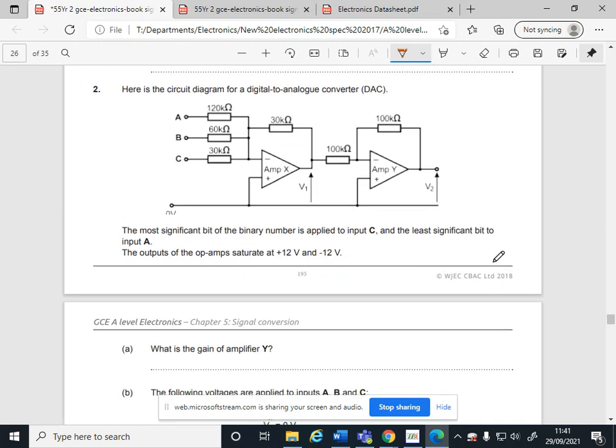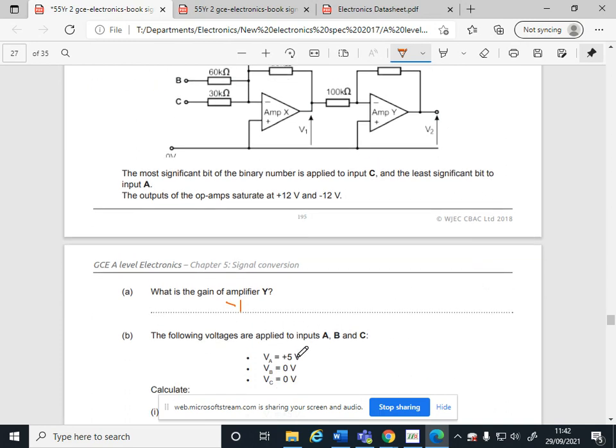Okay, here's a circuit diagram. Another one. The most significant bit is C. We know that because you can tell from the resistors. The least significant bit is that. What is the gain, first of all, of amplifier Y? Well, obviously 100 divided by 100. Make sure you put minus there. Minus 1 is your answer.